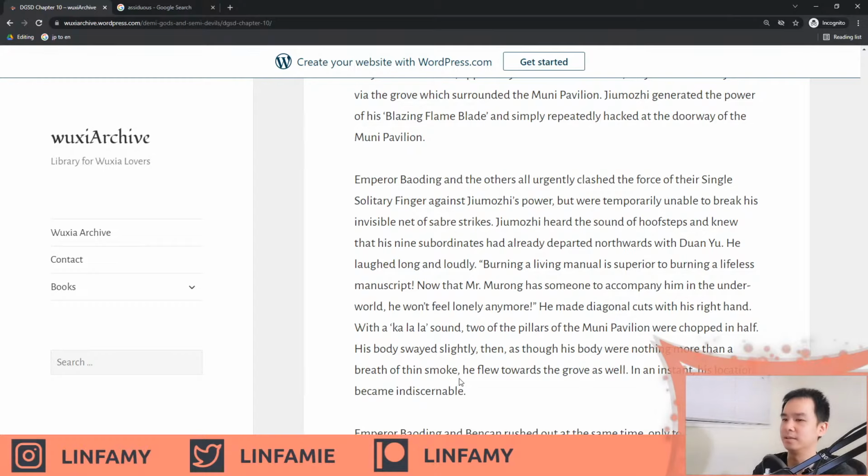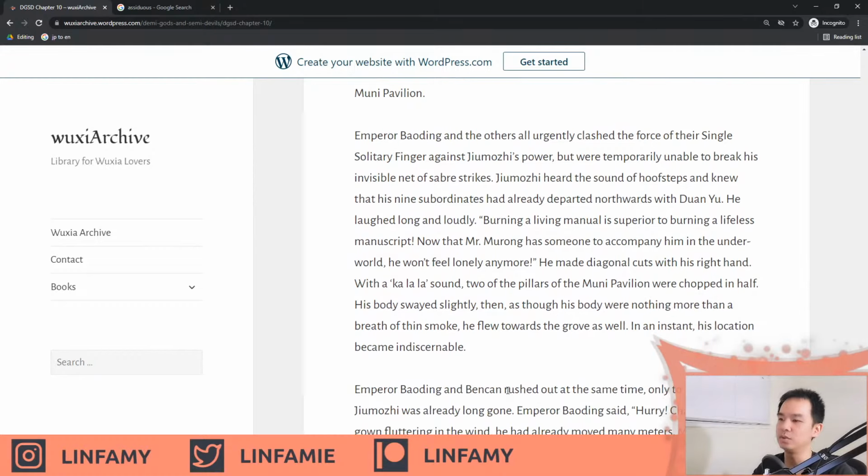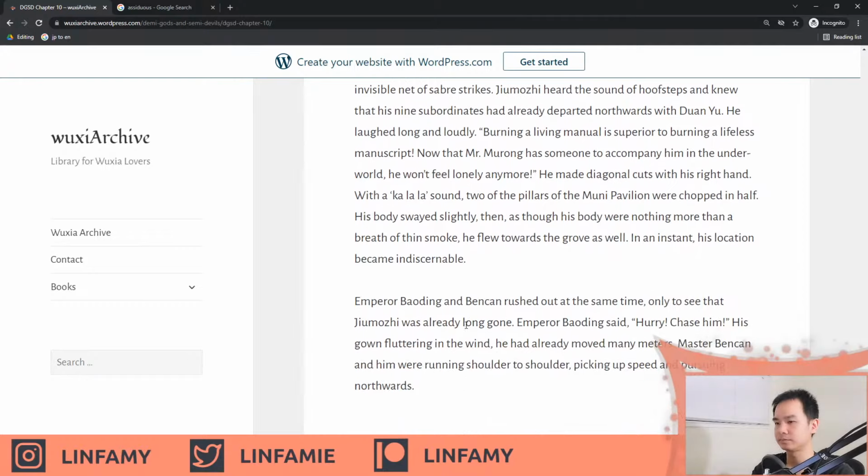His body swayed slightly. Then, as though his body were nothing more than a breath of thin smoke, he flew towards the grove as well. In an instant, his location became indiscernible. Emperor Baoding and Buntan rushed out at the same time, only to see that Jiumozu was already long gone. Emperor Baoding said, "Hurry, chase him!" His gown fluttering in the wind, he had already moved many meters. Master Buntan and him were running shoulder to shoulder, picking up speed and pursuing northwards.